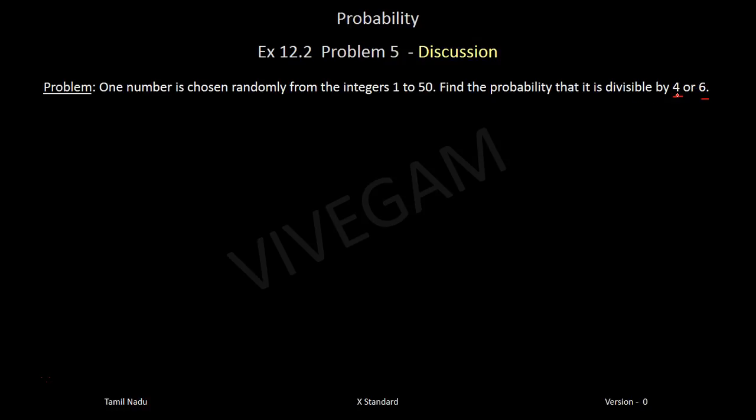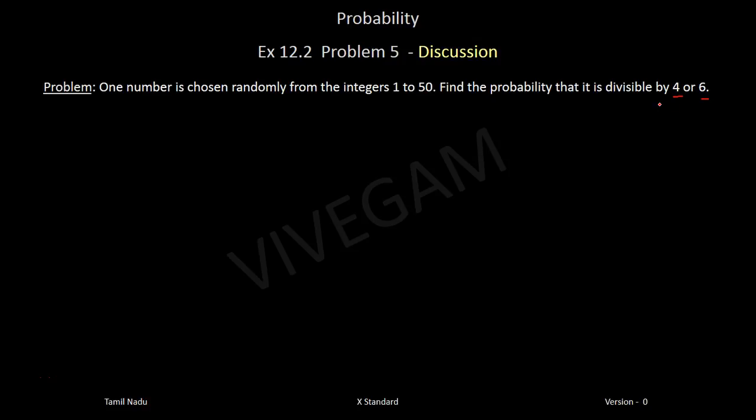So when they say 4 or 6, if we define divisible by 4 as event A and divisible by 6 as event B, what we are asked to find is the probability of A or B, which is the probability of A union B. Then you have to use the addition theorem of probability, that is, probability of A union B is probability of A plus probability of B minus probability of A intersection B.